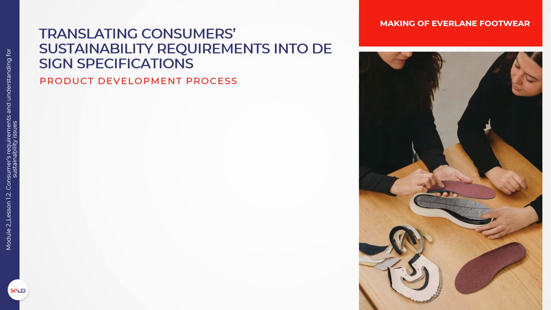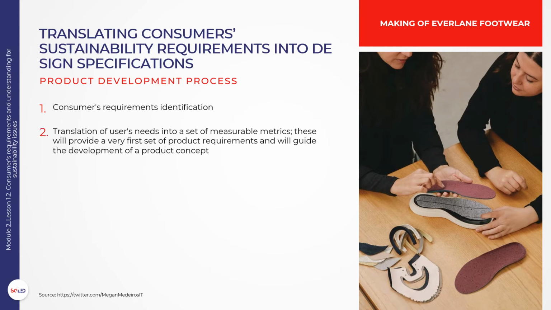According to the two authors, a product requirement can be defined as a precise, measurable detail of what the product has to do. Ulrich and Eppinger, 2008, present the phases of the requirements development process as consumers' requirements identification, and translation of users' needs into a set of measurable metrics. These will provide a very first set of product requirements and will guide the development of a product concept. A set of product requirements will be chosen based on the most promising concept.